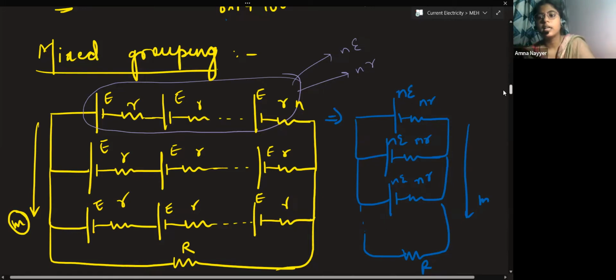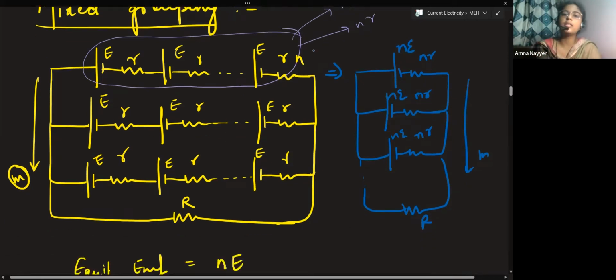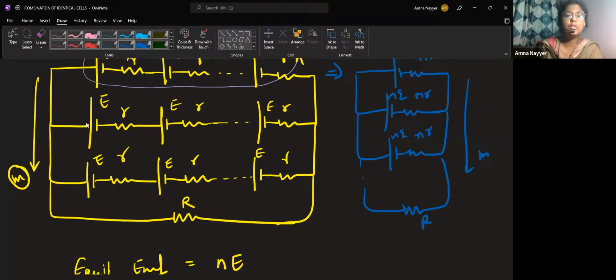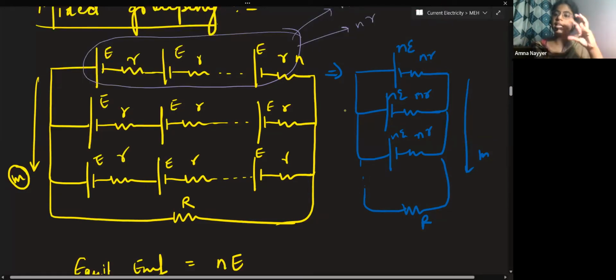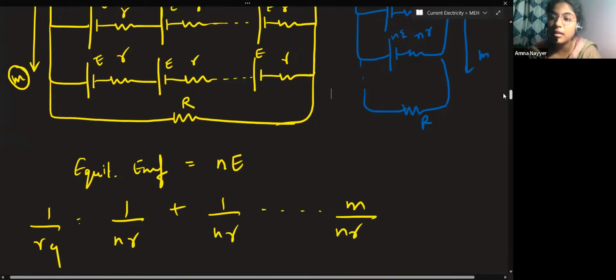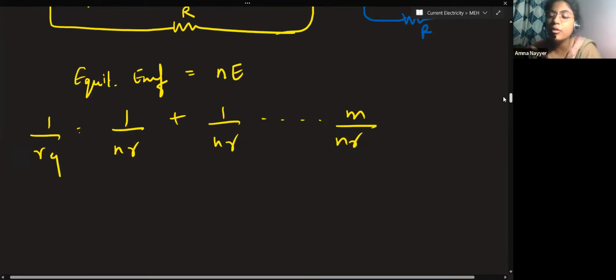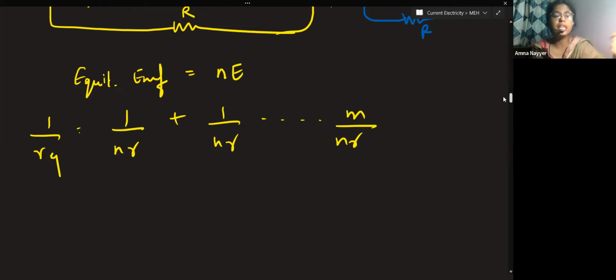All right. Now you just have to focus on this circuit. E is now the value of EMF that you have, and nr becomes the value of internal resistance for you now. So what is the equivalent EMF? nE, because they are connected in parallel. Like in parallel combination, earlier EMF was E, so equivalent EMF came out to be E. Right now the equivalent EMF is nE for a single row, so the equivalent EMF will be nE.